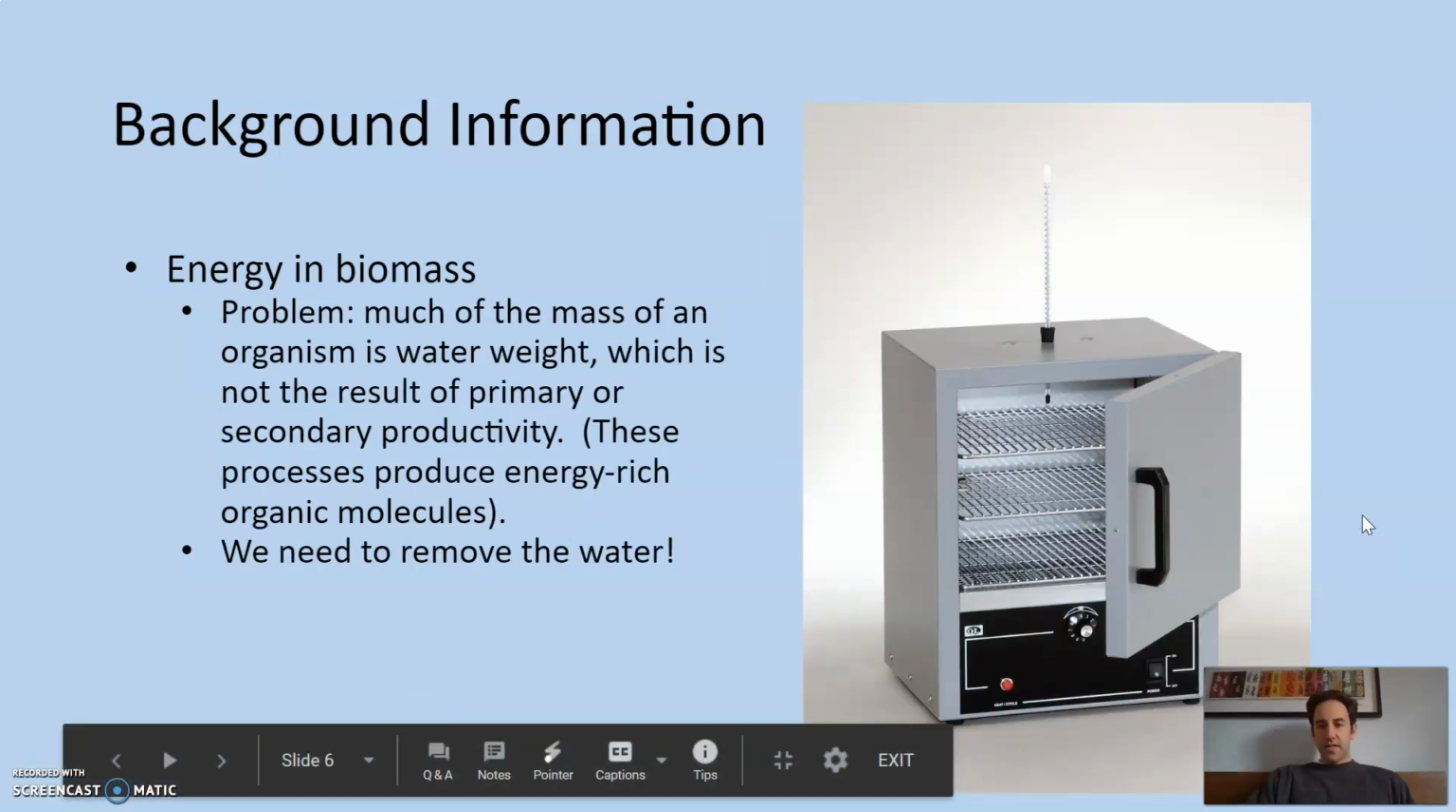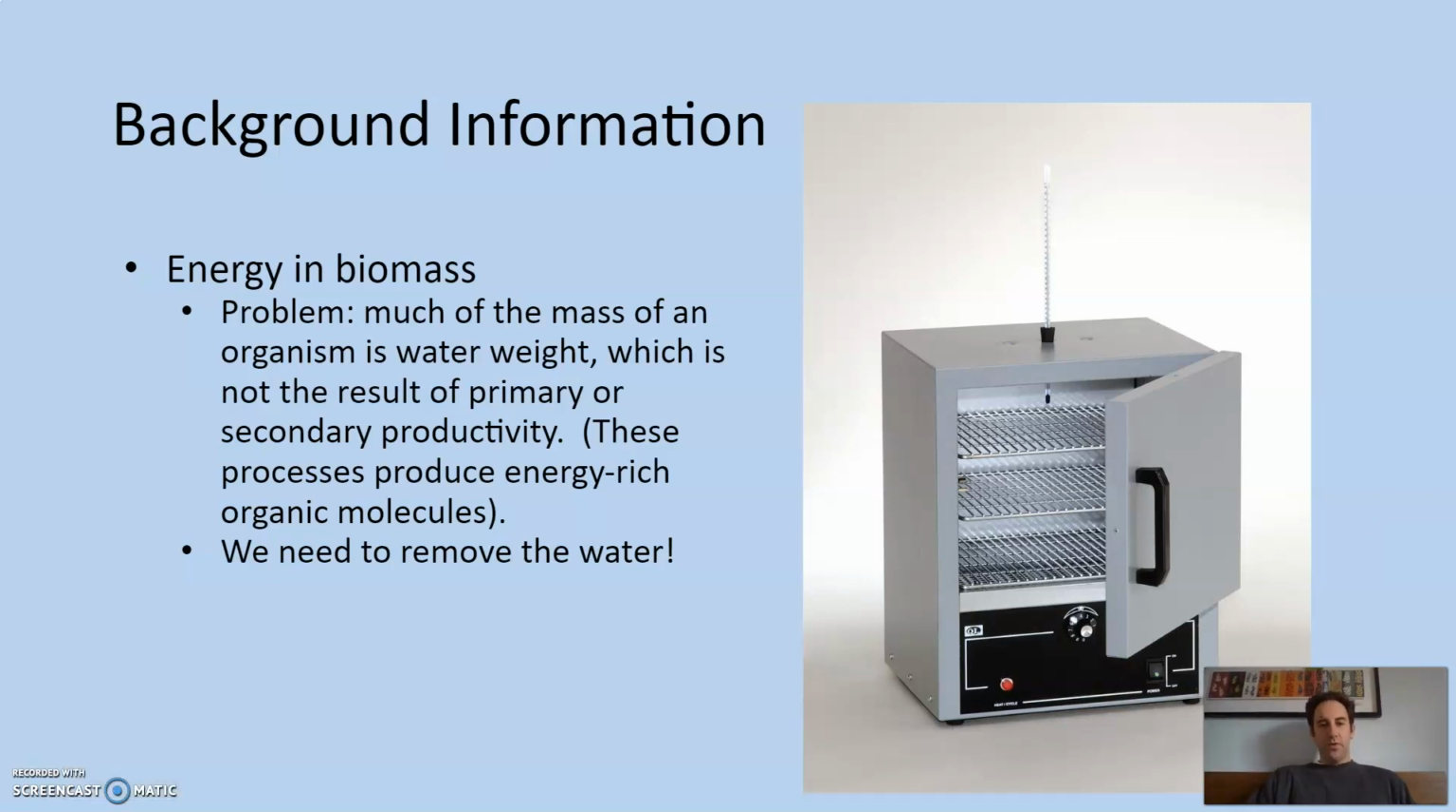There is a problem with this technique, though, and that is much of the mass of an organism is water weight. And water weight is just pulled in from the roots. It's not the result of primary productivity or even secondary productivity. In other words, we're not taking carbon dioxide from the air to make water. The water is just coming in as this extra bonus thing. And so essentially, if we really want to know how much energy is actually in the biomass, those organic molecules produced from photosynthesis, we've got to get rid of the water.